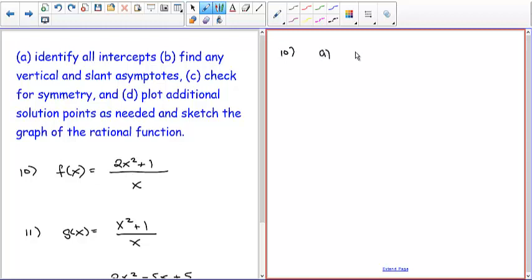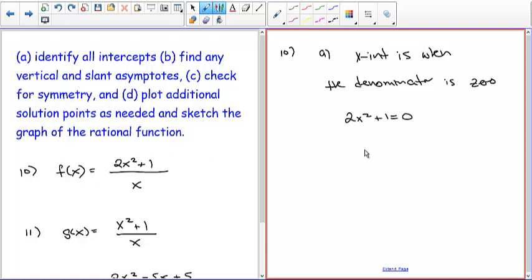So the x-intercept is when the denominator is 0. So in this case, when does 2x squared plus 1 equal 0? Well, that's when 2x squared equals -1, which never happens, because anytime you square a number, you're going to get a positive number. So there are no x-intercepts with this.